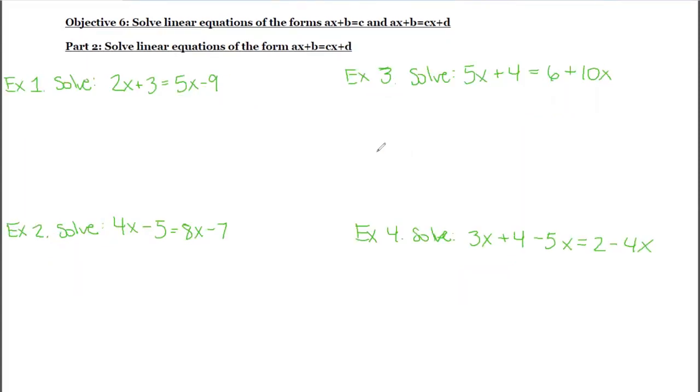All right, so now let's take a look at part 2. So with part 2, we are looking at that form ax plus b equals cx plus d. Okay, so looking at this first example, we see that on the left side, we have a term with the x in it, and we have a number, or we call it a coefficient. No, we call it a constant because it does not have a variable with it. The coefficient is the number in front of the variable, okay?